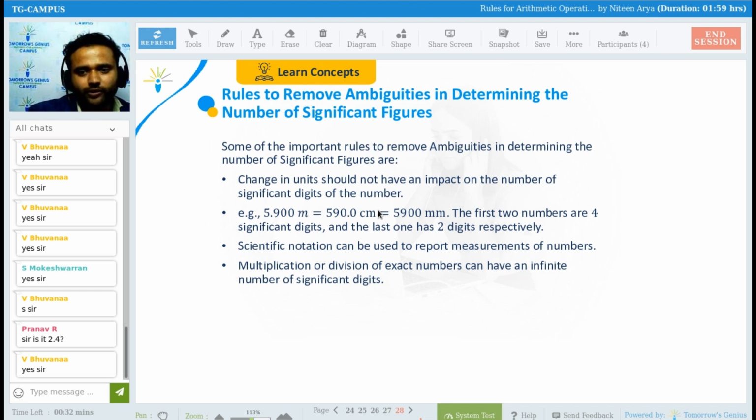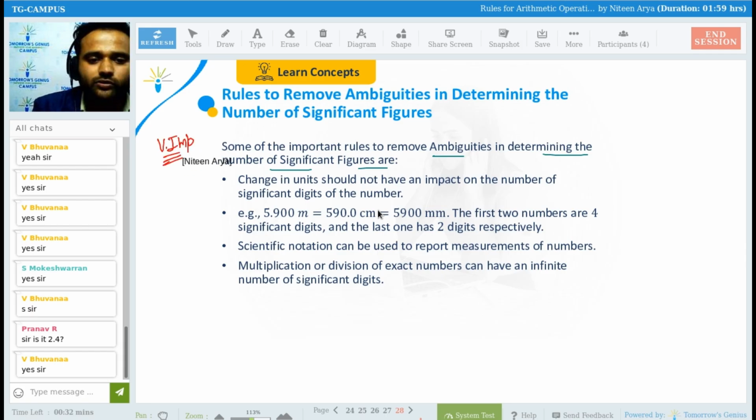Rules to remove ambiguities in determining the number of significant figures. If you have some ambiguity or some doubt, how to remove this? Some of the important rules to remove ambiguities in determining the number of significant figures. Very important thing, because here we have so many doubts. The first thing, change in units. Sometimes whenever we change the units, it seems to give you more significant figures.